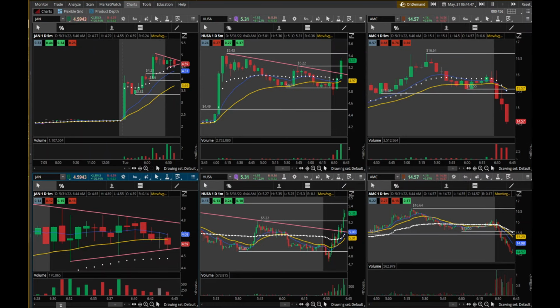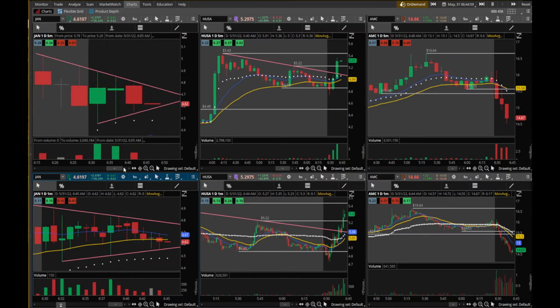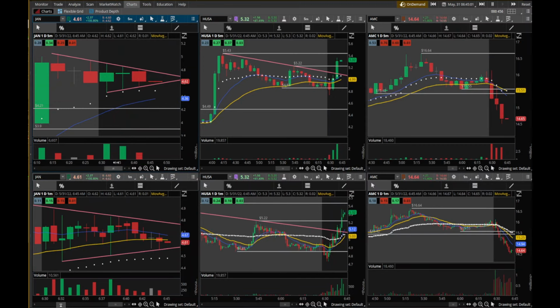There's a bounce. So that would have been 10 cents a profit right there on 1,000 shares. That would have been $100. Not bad. New 5-minute candle.